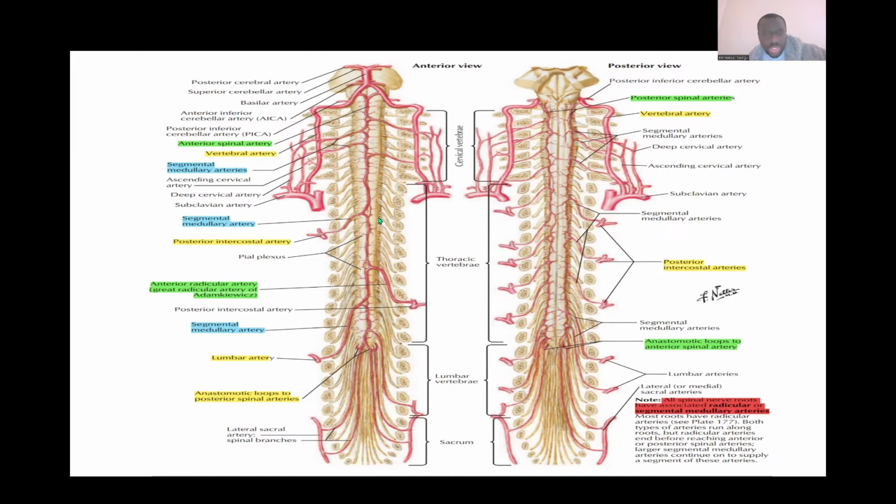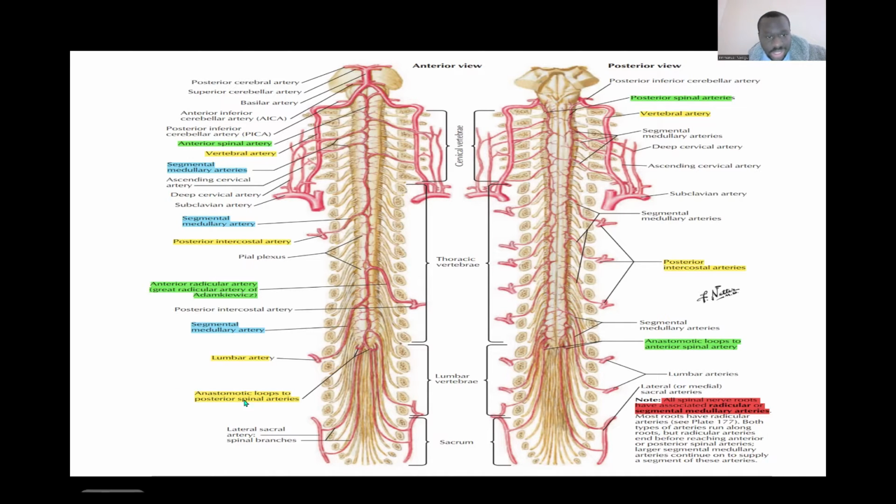Still on this image, we can learn a few things quickly. We can see pia plexus. So the pia mater is that innermost part of the meninges that lies in direct contact with the surface of the spinal cord, or in the proximal situation would be in direct contact with the brain. So we've got the pia plexus. So these blood vessels form a pia plexus, supplying the substance of the spinal cord.